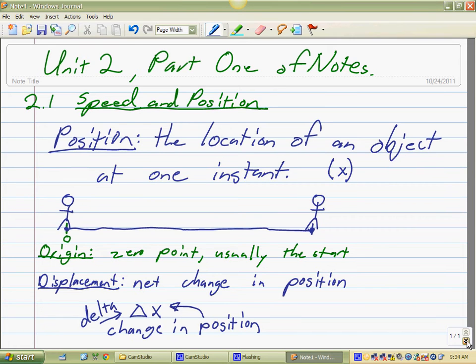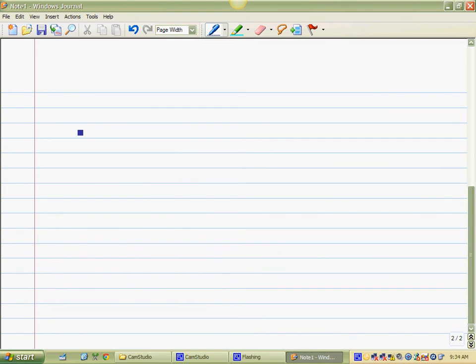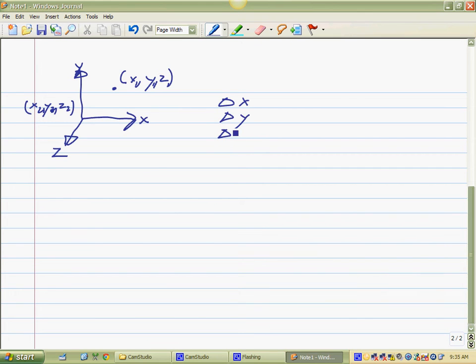We can have a coordinate system with an X and a Y and even a Z coming out. And we can have a point in that coordinate system with an X, Y, and a Z. And we can move to a new X, Y, and Z. And we can have a change in X, a change in Y, and a change in Z. And all of these would be our displacement.